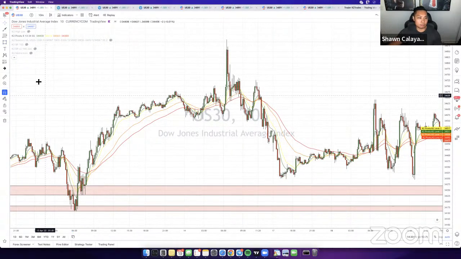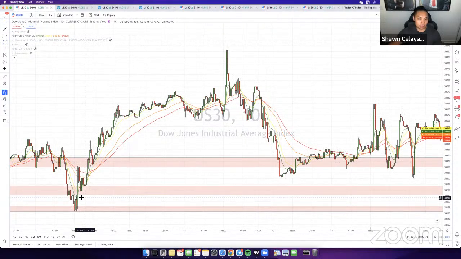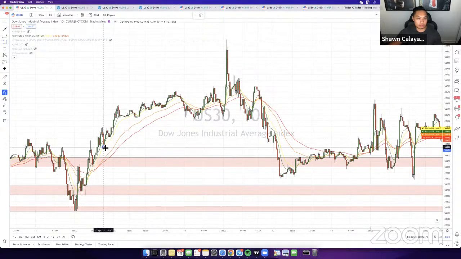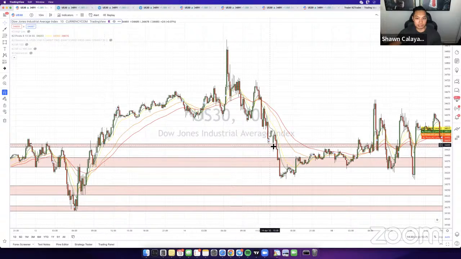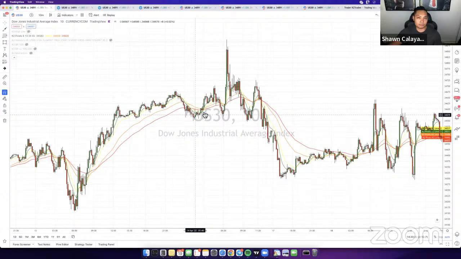In order for it to be a support, it needs to be tested multiple times. So this right here could be considered a support because it's been tested a lot of times right there. But something like this right here would not be considered a support because it's only been tested like once, right? And then when price actually gets down to it, it breaks right through it. So try not to confuse the two.